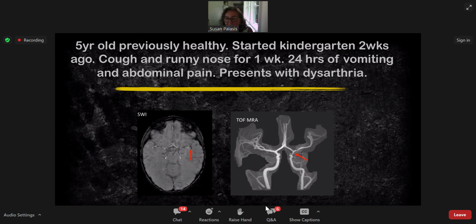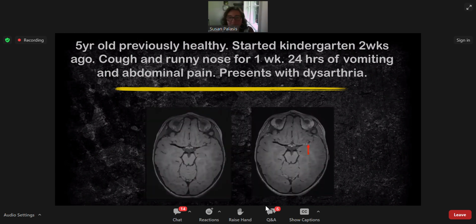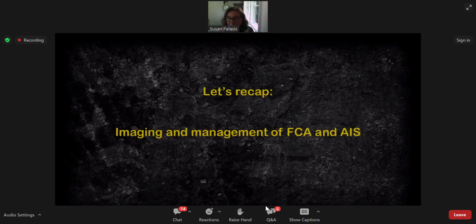On SWI, we can see the thrombus that's present, and then the characteristic irregularity of that ICA and M1. So the whole presentation is very consistent with FCA. We did vessel wall imaging in this case as well, and you can see the enhancement of the vessel wall. No intervention other than steroids and anticoagulation were used for this child. Even though we saw thrombus, it was non-occlusive, and we did not go after it. So this is just to the point that you made earlier.